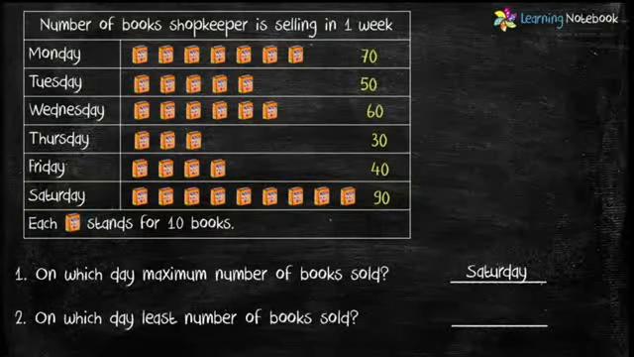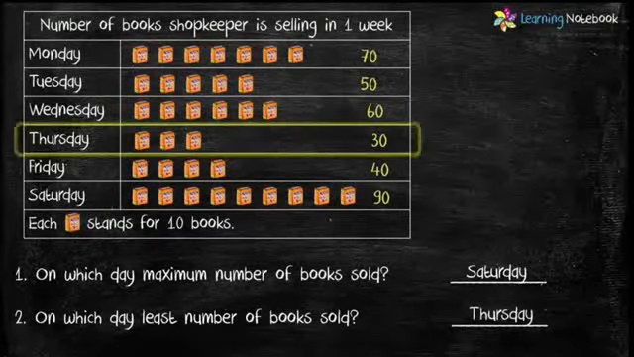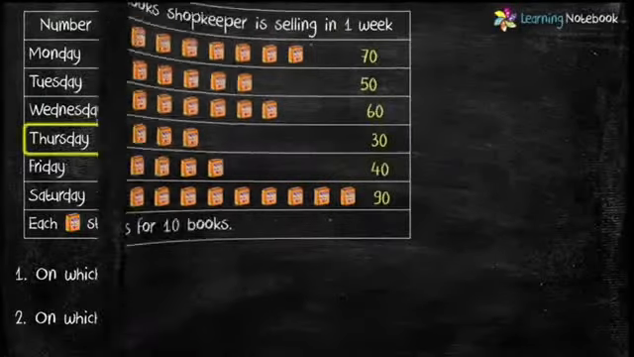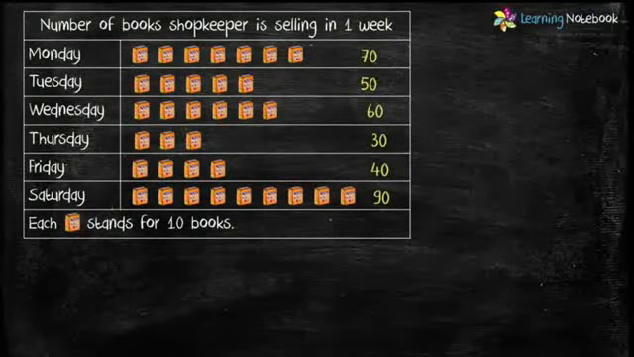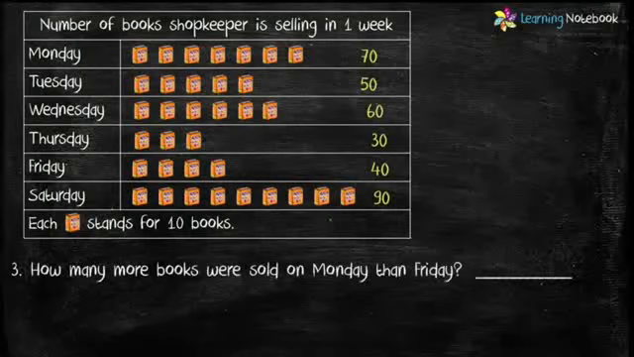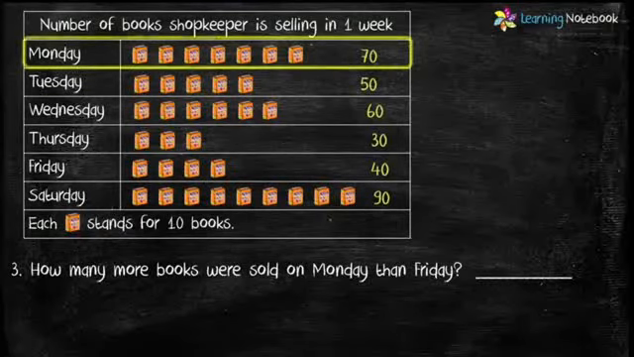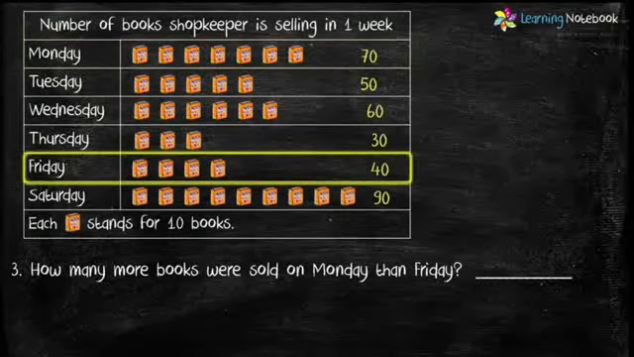Now, next question is, on which day least number of books are sold? As you can see, it is Thursday. Question number 3 is, how many more books were sold on Monday than Friday? Students, number of books sold on Monday is 70 and number of books sold on Friday is 40. So, to answer this question, let's subtract 40 from 70 and we get the answer as 30.